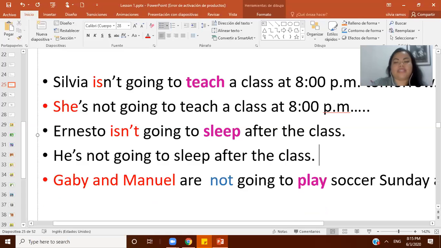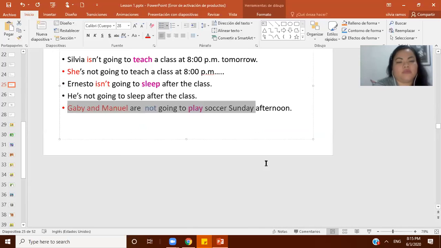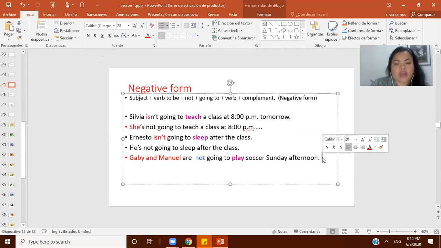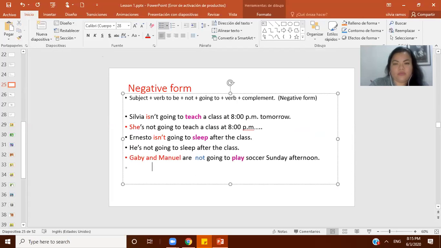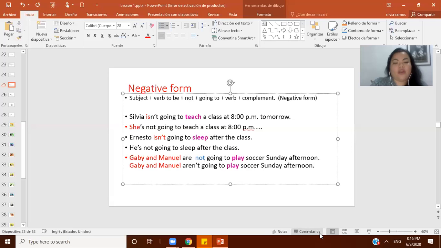So we are going to do the same thing, right, with Gabby and Manuel. Let's see, we're gonna copy this. I'm gonna make it smaller. Give me a second. So Gabby and Manuel, let's see here. Another person, another volunteer. Let's see your names here. Hi, Adelaida. Okay, very good. Adelaida, what would be the negative form here? But short form. Gabby and Manuel? Gabby and Manuel aren't going to play soccer. Very good. Aren't going to play.